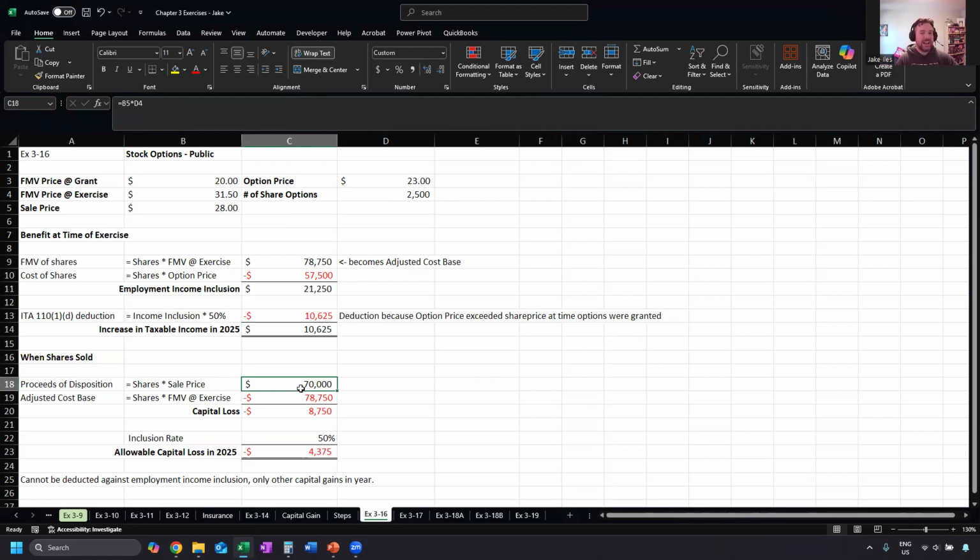When we sold the shares, that's treated as a regular capital gain. The sale price is $28. Our cost base is the $78,750. It's based on the fair market value when we exercise the shares. So $78,750 minus our sales price of $70,000 is a capital loss of $8,750. So our allowable capital loss is half of that, $4,375. We won't be able to subtract this allowable capital loss unless we have taxable capital gains from elsewhere in the tax return. But assuming we do, that gets added to employment income. This gets subtracted from our taxable capital gains.